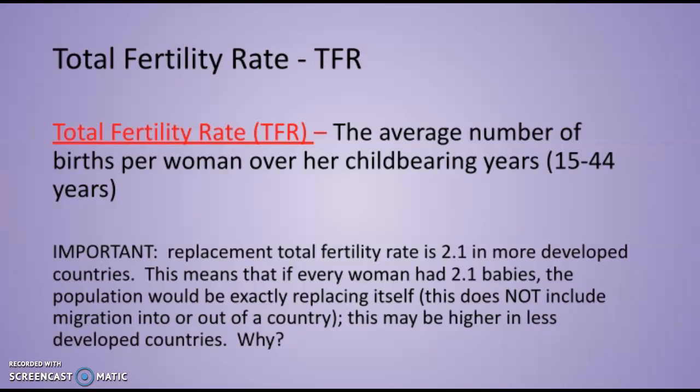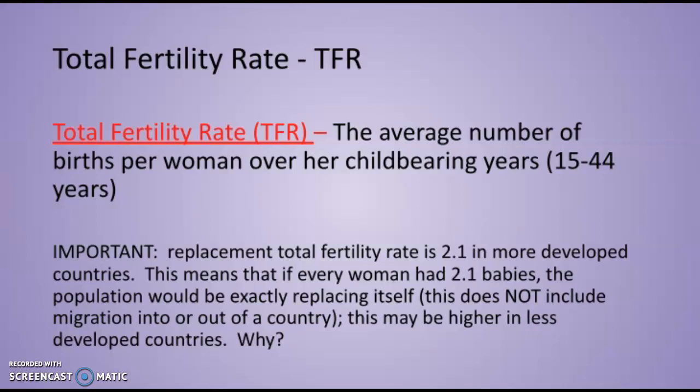But the total fertility rate depends on how developed a country is. So for example, in a more developed country, say the United States, merely to replace the population, to keep the population exactly the same, a woman has on average about 2.1 babies. That's the total fertility rate, and that will keep the population where it is. Again, not including immigration.